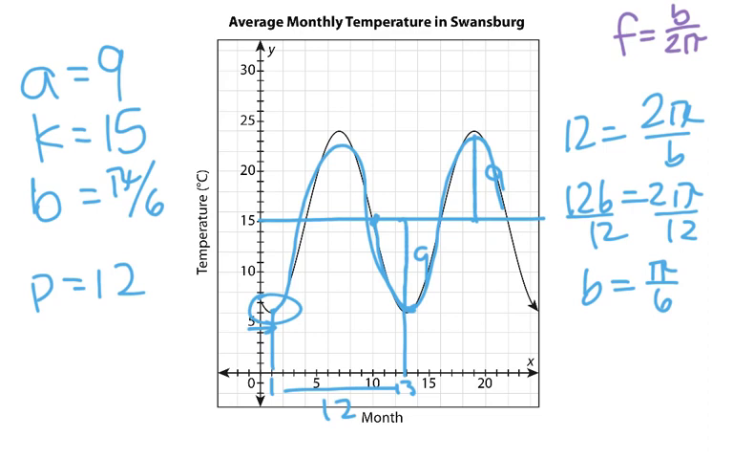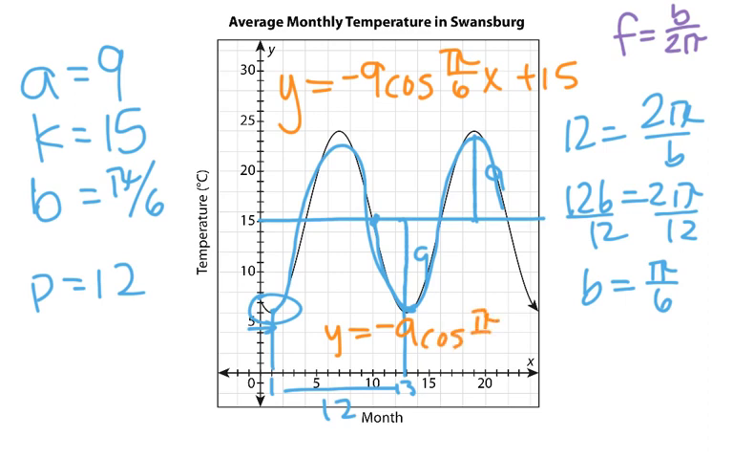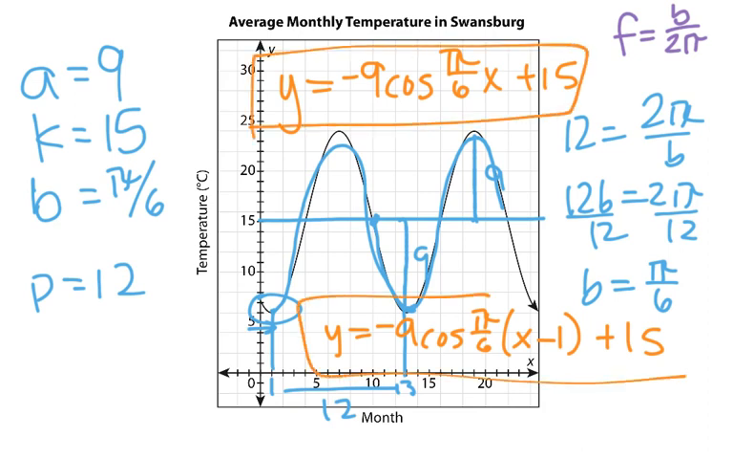Now, because it shifted over 1, that actually adjusts things slightly. Generally, we don't deal with shifts. So for us, I would just be happy if you got negative 9 cosine of pi over 6 x plus 15. But in this case of it shifting, the shifting actually would be like y equals negative 9 cosine of pi over 6 times x minus 1 plus 15. Okay, now you could make a sine function and shift it even further when you get that horizontal shift in. That really throws things off. But I'm happy with this or this one.